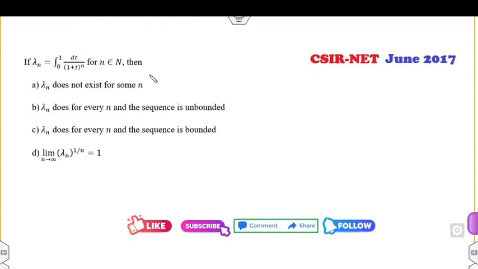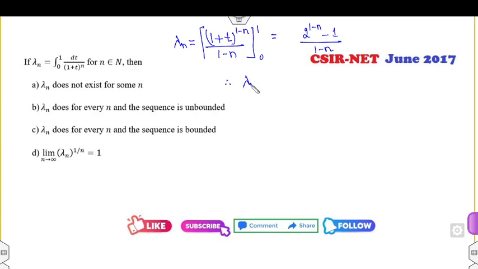Okay, look at this another one. Lambda n is given to you. I can integrate them. What is the integration of this? 1 plus t raised to power 1 minus n over 1 minus n from 0 to 1. I can say it is 2 raised to power 1 minus n minus 1 over 1 minus n. So therefore, lambda n will be this now.